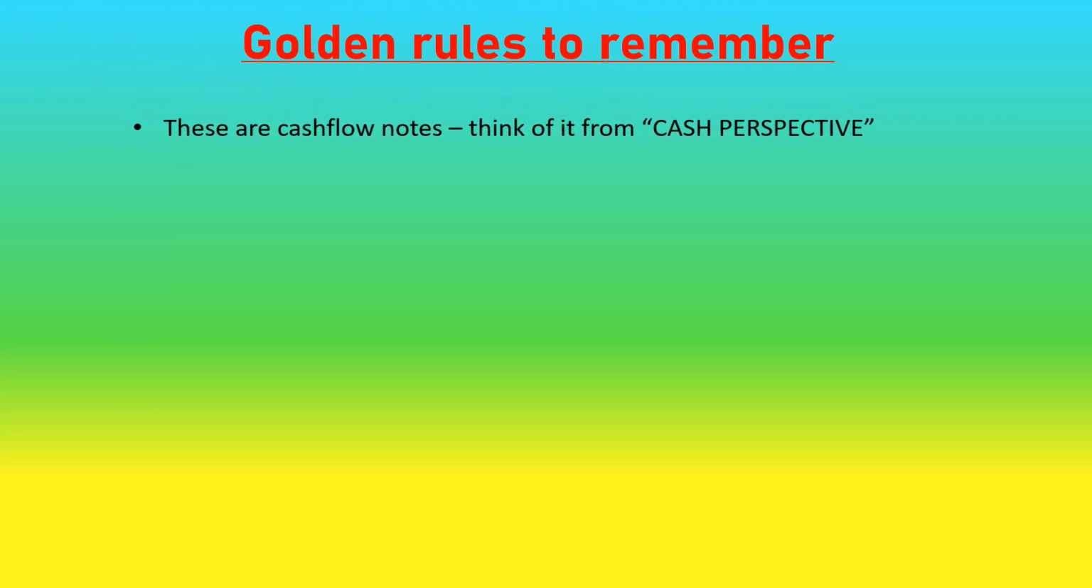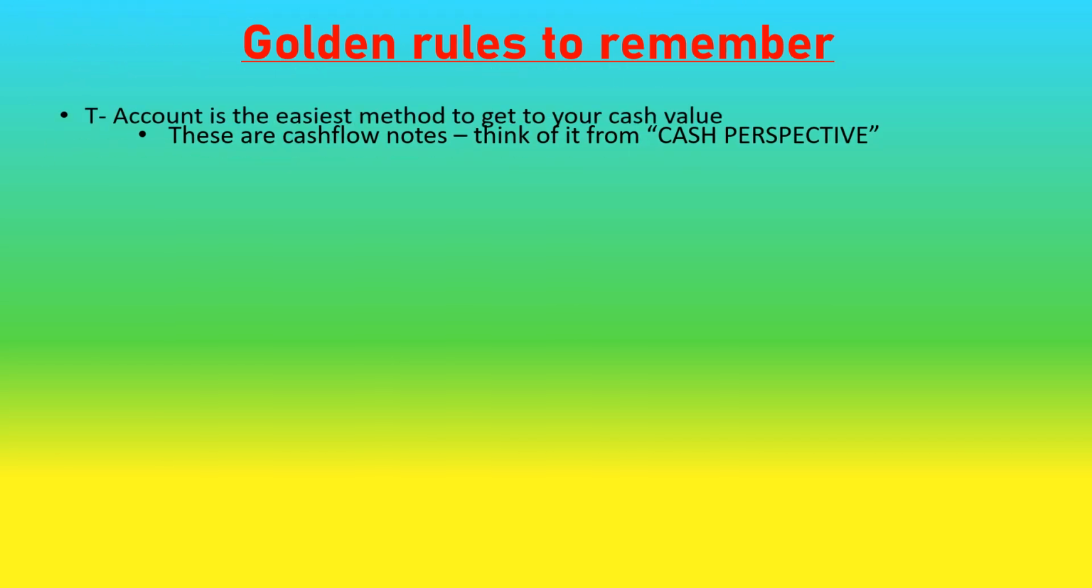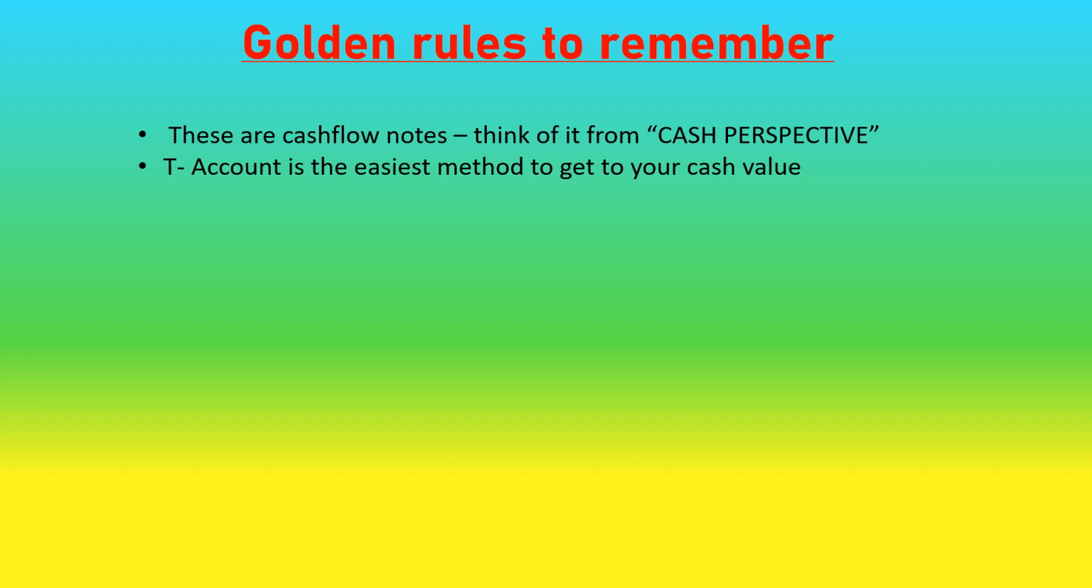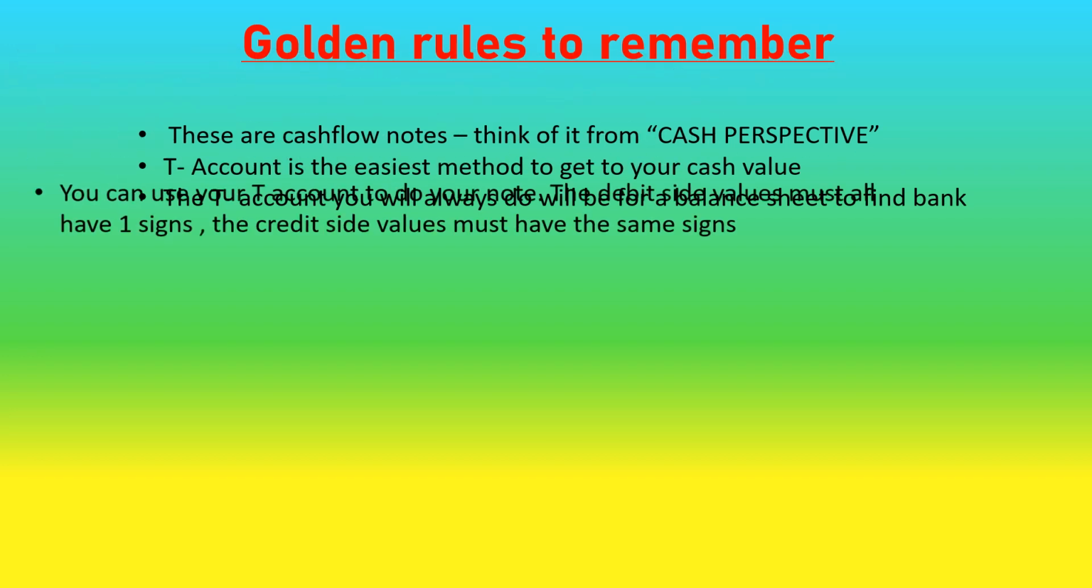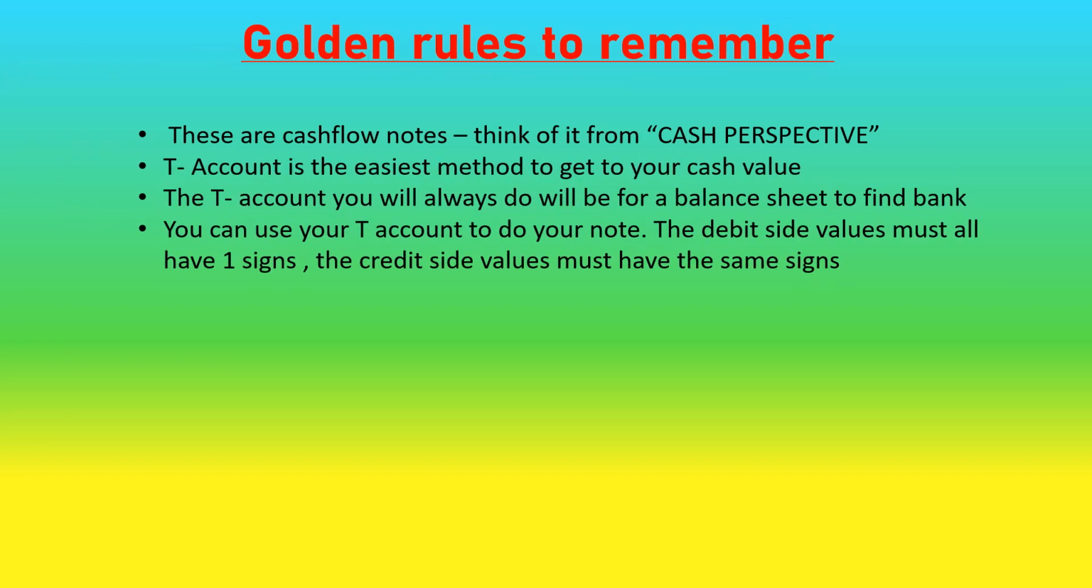Alright, so lastly, but my favorite part of the lesson, golden rules to remember. Remember, these are cash flow notes, therefore we think from a cash perspective. T account is the easiest method to get to your cash value, not the note method. The T account you will always do is for a balance sheet to find bank. You can use your T account to do your note. I've just shown it to you that the debit side values must all have one sign and the credit side values must all have one sign in your notes. You will still reach the same value.